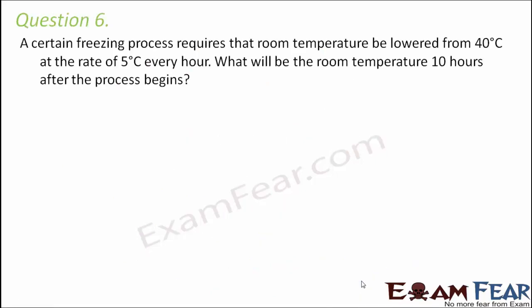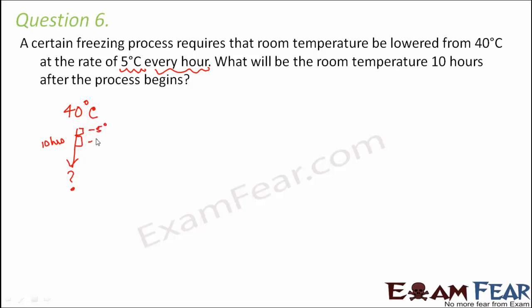Question number 6. A certain freezing process requires that room temperature be lowered from 40 degrees Celsius at the rate of 5 degrees Celsius every hour. So that means the room temperature currently is 40 degrees Celsius and we want the room temperature to decrease. So what will be the room temperature 10 hours after the process begins? So after 10 hours, what would be the temperature when the temperature is decreasing at the rate of 5 degrees Celsius every hour? So after every 1 hour, the temperature reduces by 5 degrees Celsius.